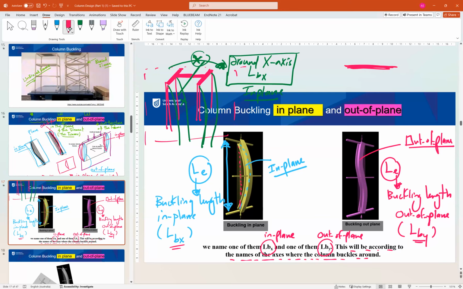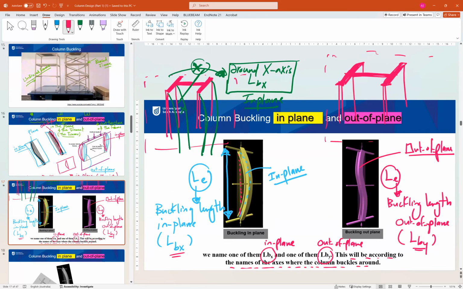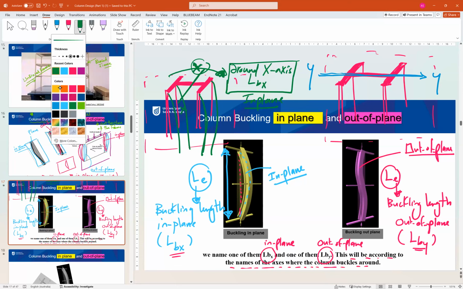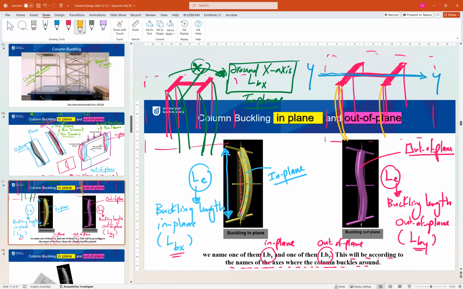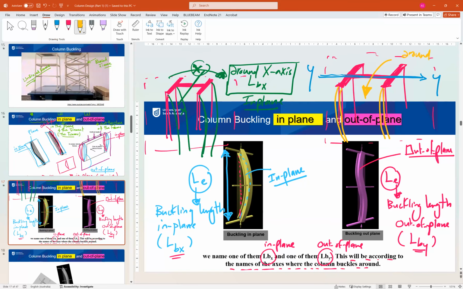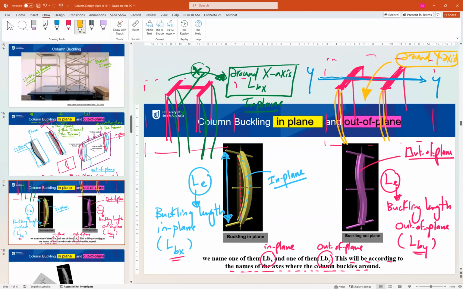For the same column, to buckle out of plane, if this is our column and this is our frame, our plane, we have this y-axis, right? So the column will buckle in this direction. This means that the buckling out of plane will occur around the y-axis. If it happens around the y-axis, we call it LBY. So the reason for the names is because out-of-plane buckling occurs around y, and in-plane occurs around the x-axis.